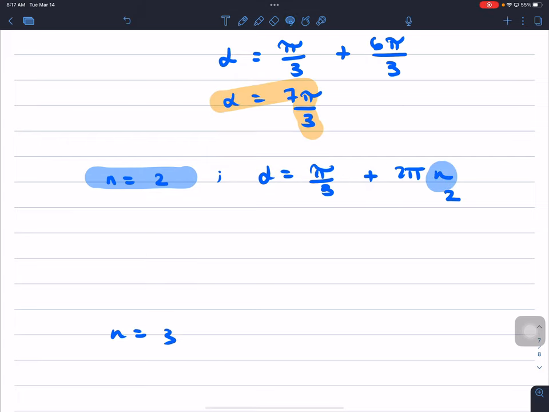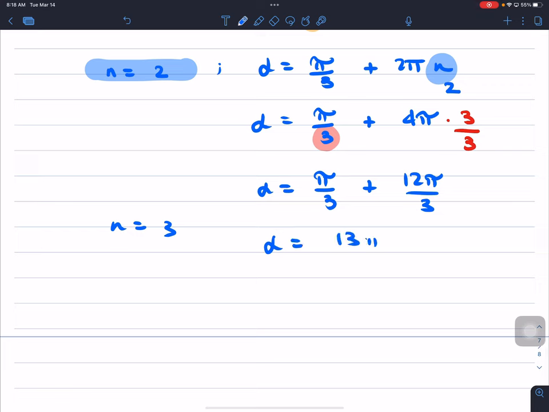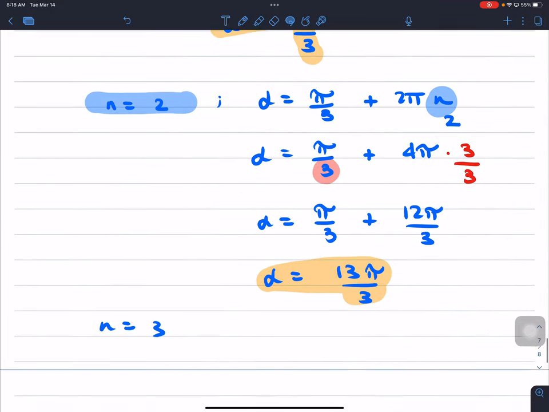What does the arithmetic say? Alpha will be pi over 3 plus, what's 2 times 2 pi? Is that 4 pi? Okay. What does this 3 mean here? Multiply the top by 3, the bottom by 3. We're going to do this arithmetic. Pi over 3 plus 12 pi over 3, and that's 13 pi over 3. Ladies and gentlemen, there's your arithmetic. What do you guys think? Not too bad?